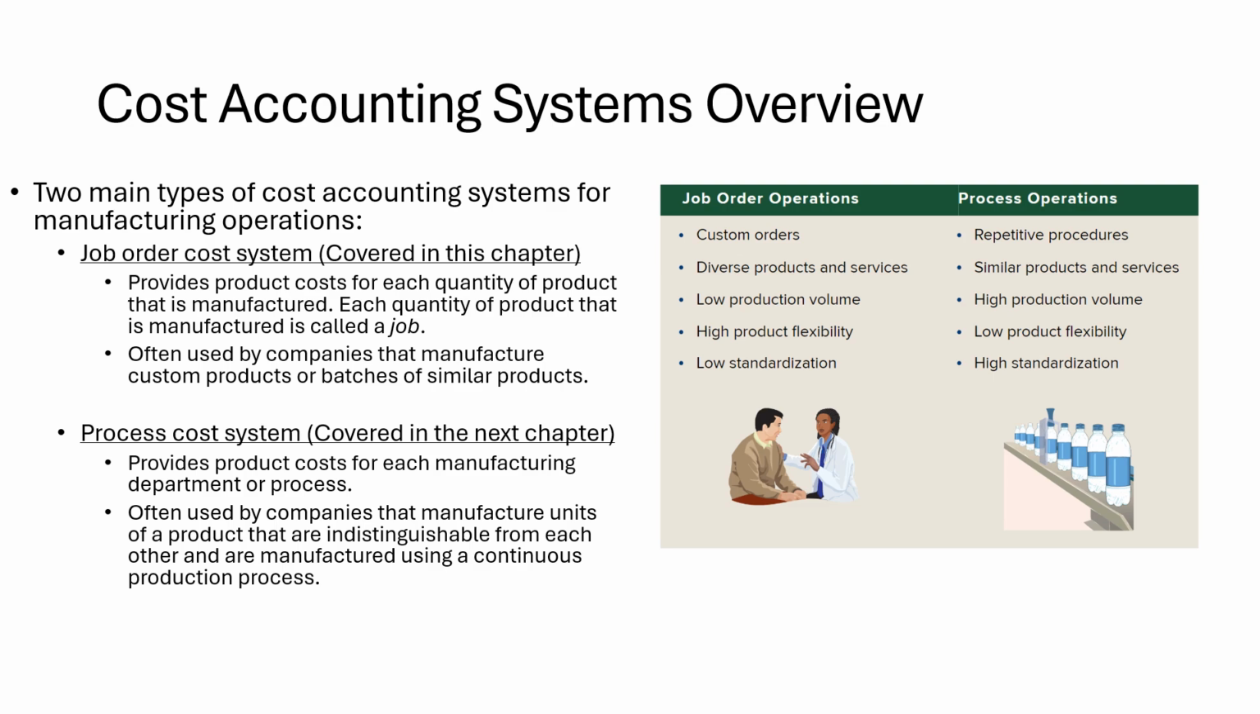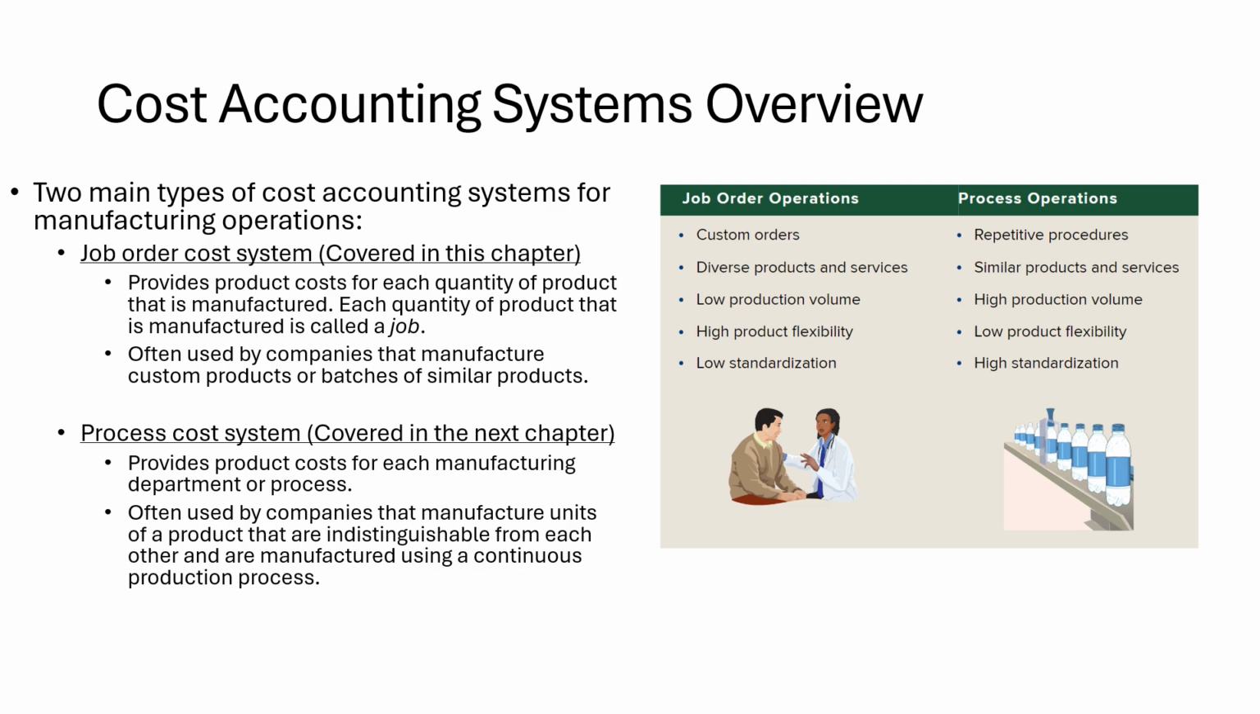So with that process cost system for next chapter, this is used by companies that mass produce identical units, identical objects or products. So in the image you can see broken down the difference between those two systems. With job order costing, there are custom orders, diverse products and services that you can choose between, low production volume, high product flexibility to customers' wants or needs, and low standardization.